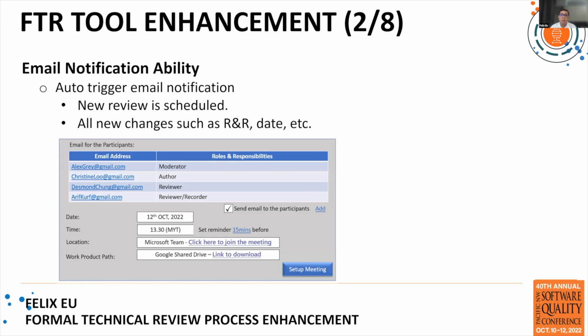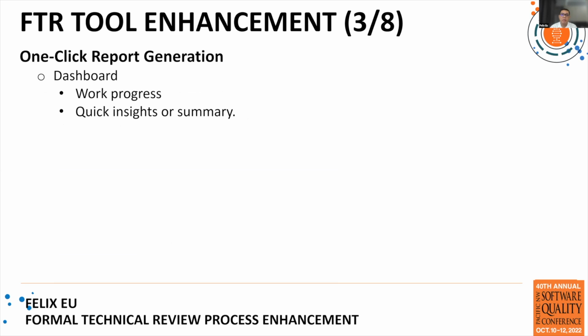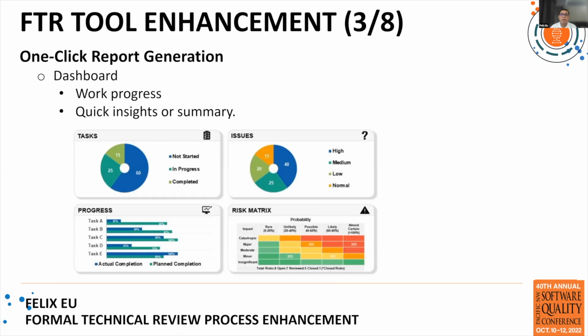The third, one-touch report generation. The FDR2 should be able to present the work progress status, the percentage of open, percentage closed, percentage work in progress, and percentage not an issue via the one-touch report generation. This will help to create a quick insight or a summary of the overall status of the project reporting.